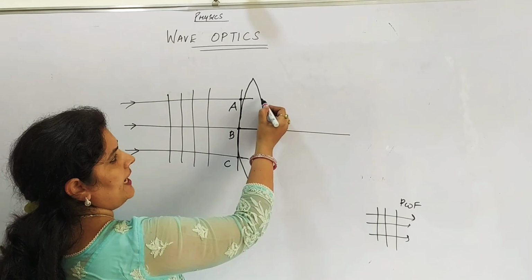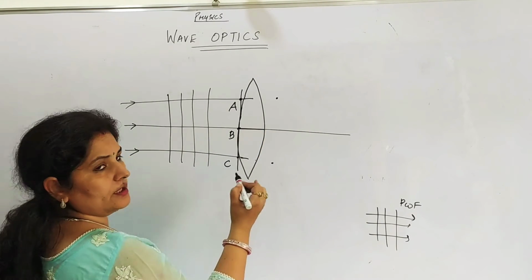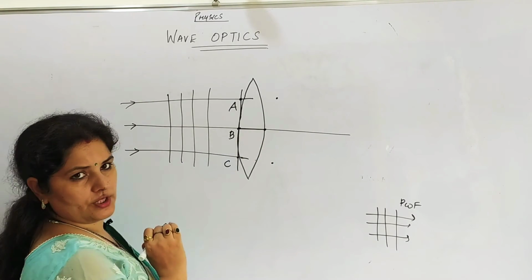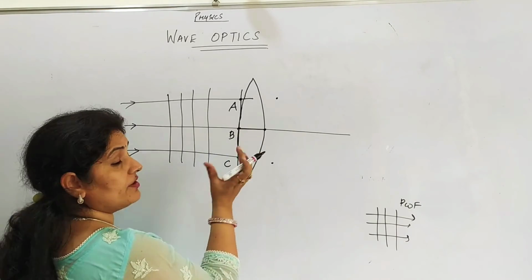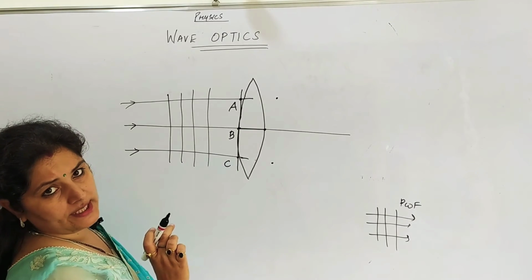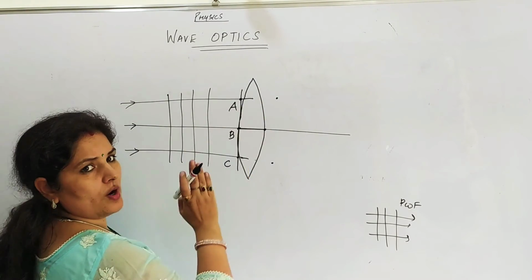A will quickly come out and move out till here. C will also move out till here. By the time B, light coming from B will reach here. I repeat, since the light coming from B has to travel more thickness of the lens as compared to the marginal points A and C, right? So they will obviously, after refraction, move out.